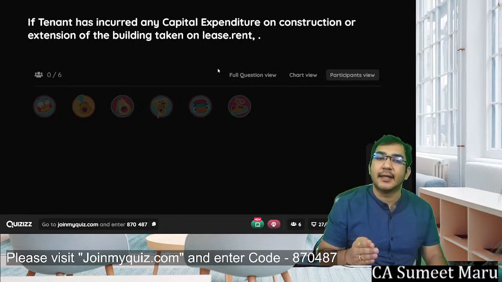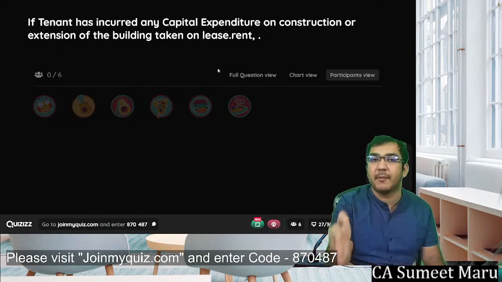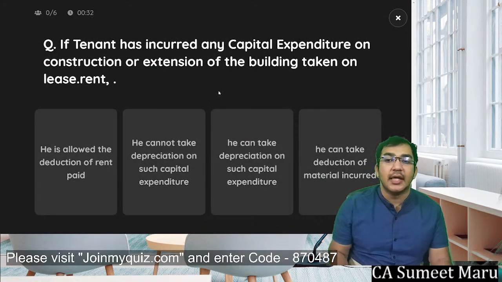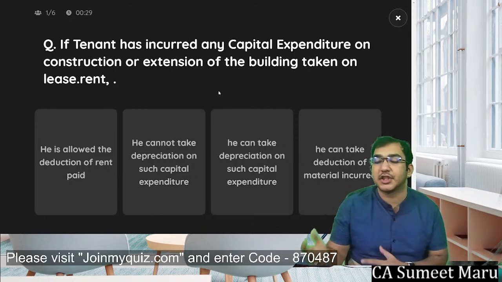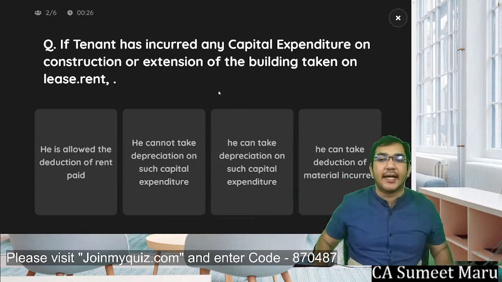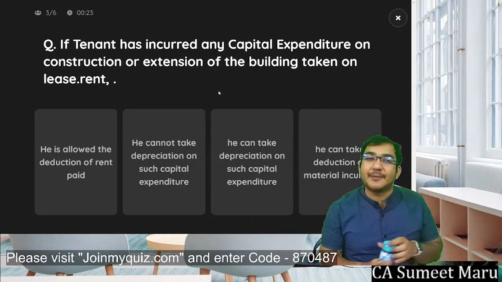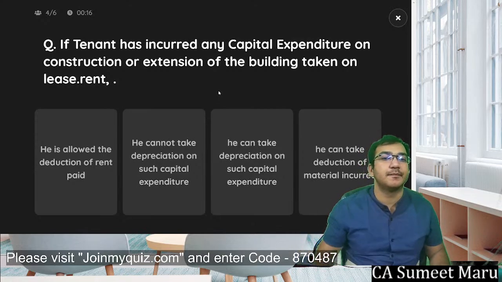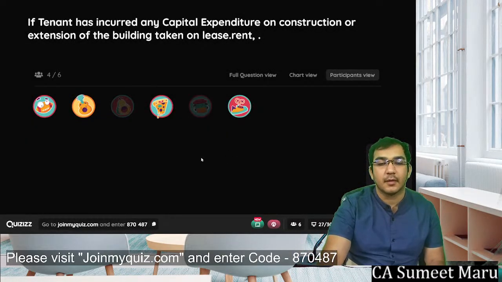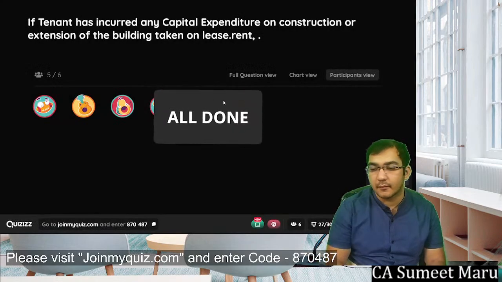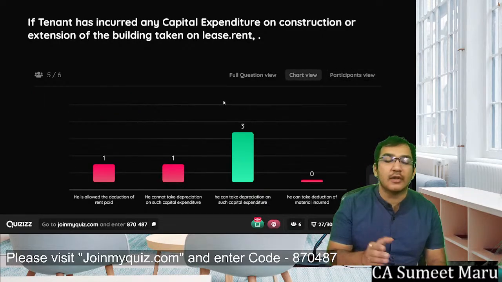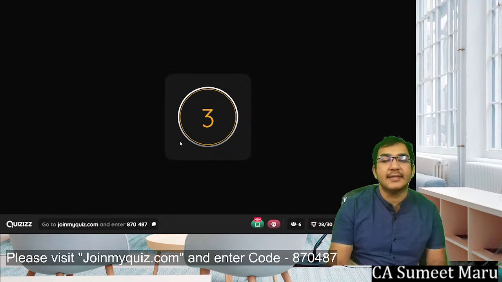If a tenant has incurred any capital expenditure on construction or extension of a building taken on lease, he is allowed a deduction of rent paid. He cannot take depreciation. He can take depreciation on such a capital expenditure. He can take deduction. What will happen? Tenant ने कुछ expenditure किया है. Any capital expenditure. You have learned this. Section 28. And the right answer is he can take depreciation on such capital expenditure as a particular capital building. Very good. Question number 28, last third question for today.